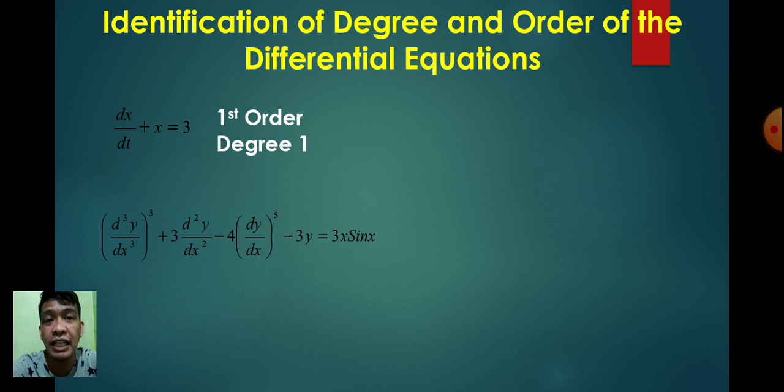Number 2, that's third derivative of y with respect to x raised to the third plus 3 second derivative of y with respect to x minus 4 derivative of y with respect to x to the fifth minus 3y is equal to 3x sine x. Notice na naka-polynomially expressed ang ating given differential equation. So, ano ang highest derivative? The highest derivative is 3, so it is order 3. Anong exponent ng highest derivative? That's 3 as well. So therefore, it's third order, third degree.